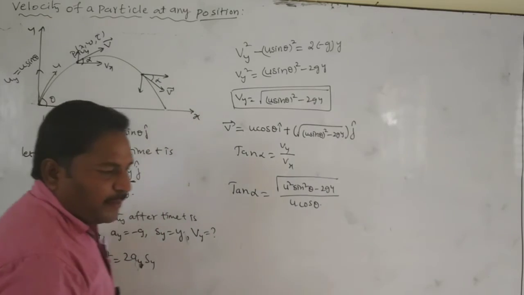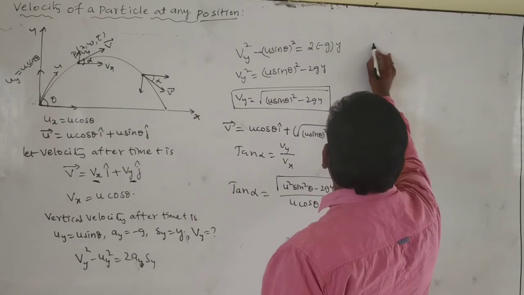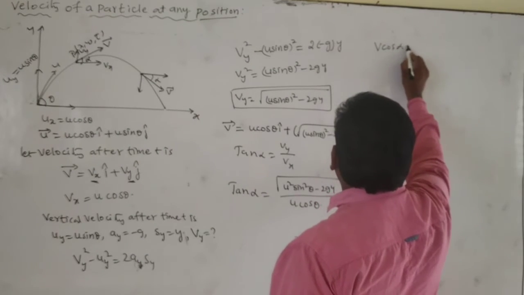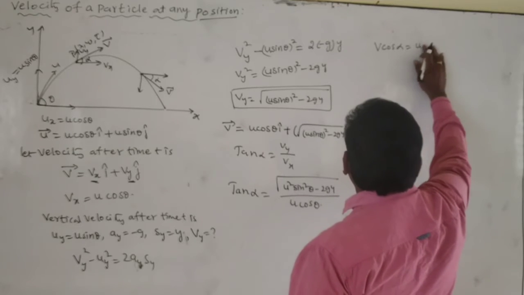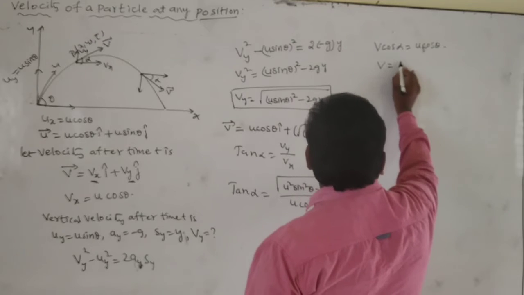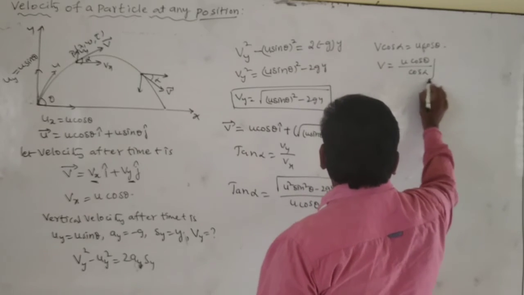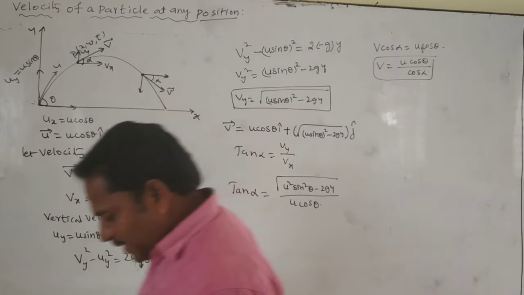So then what happened? We can resolve it: v cos alpha equals u cos theta. This is the formula. So now v equals u cos theta by cos alpha, which is the velocity after gravity.